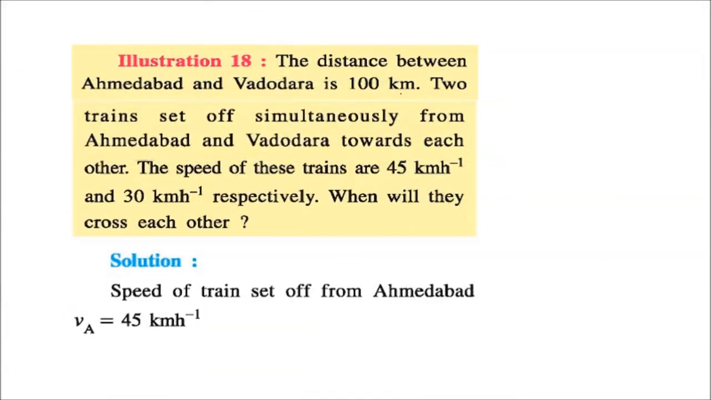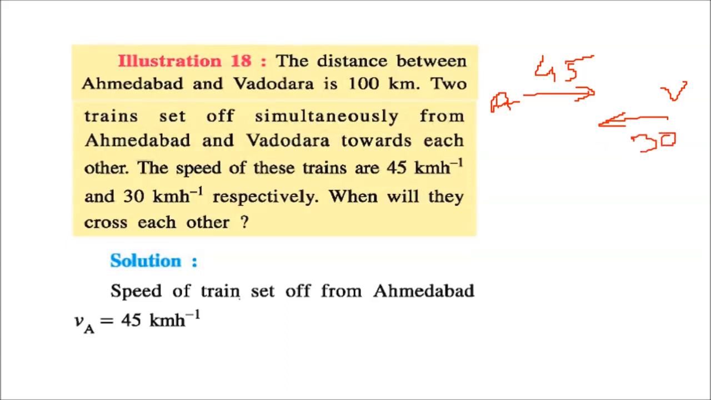The distance between Ahmedabad and Vadodara is 100 km. Two trains set off simultaneously from Ahmedabad and Vadodara towards each other. So Ahmedabad, Vadodara. One train starts like this, the other train starts like this. The speeds of the trains are 45 and 30 km per hour. When will they cross each other?